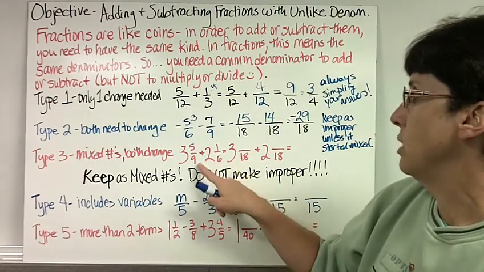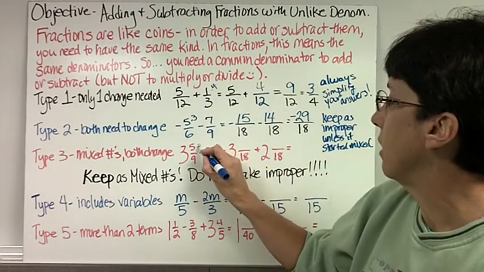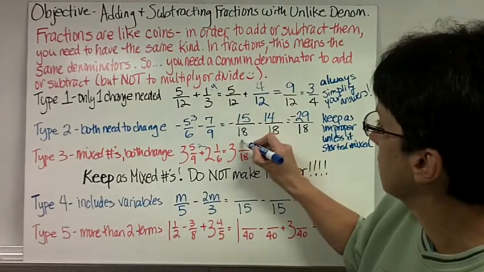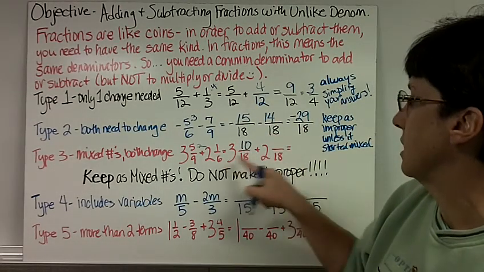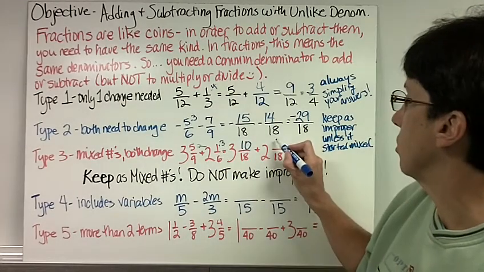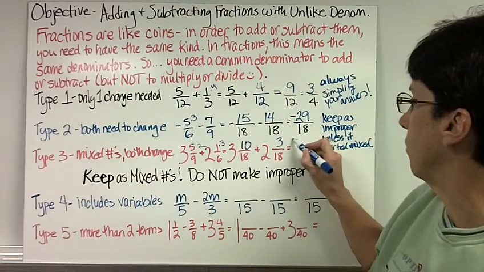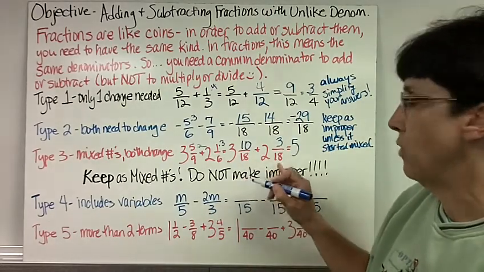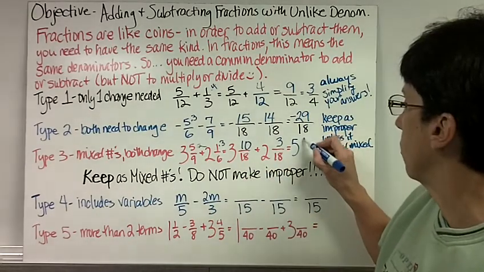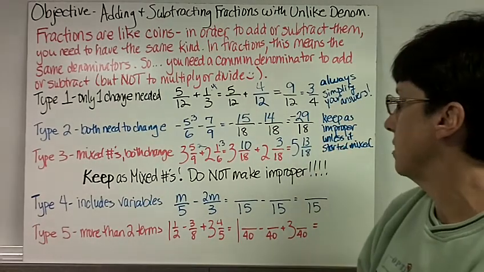All right. What did we do to the 9 to make it be 18? We multiplied it by 2. So 5 times 2 is 10. What did we multiply the 6 by to get it to be 18? 3. So 1 times 3 is 3. Add your whole numbers. 3 plus 2, 5. Add your fractions. 10 plus 3, 13. So it's 5 and 13/18.